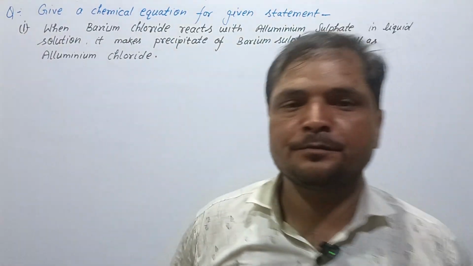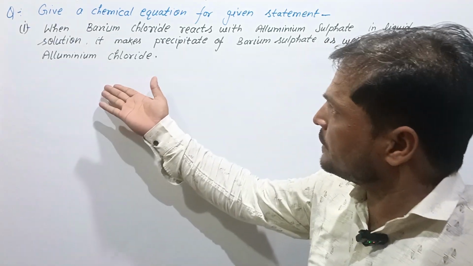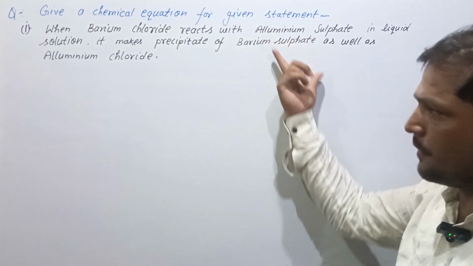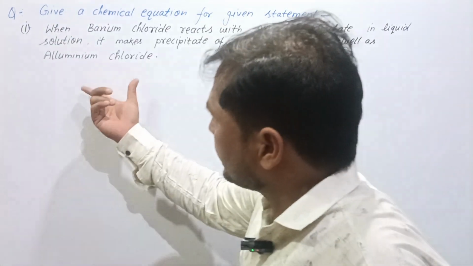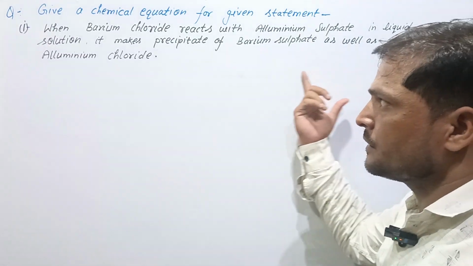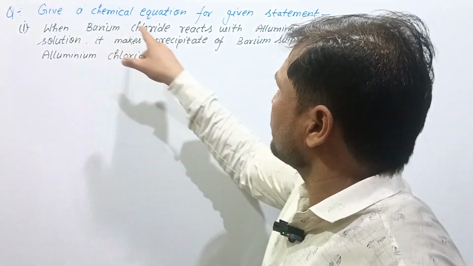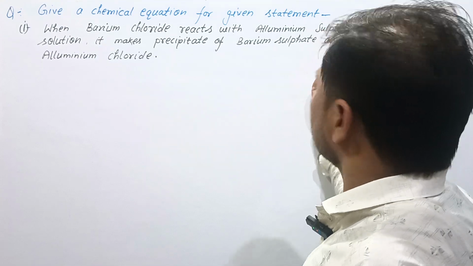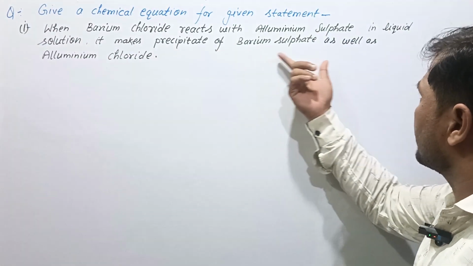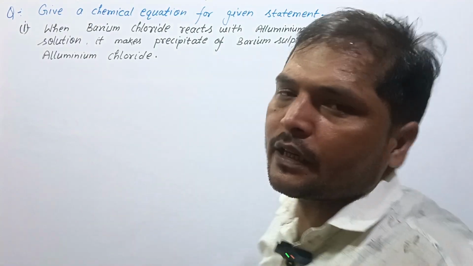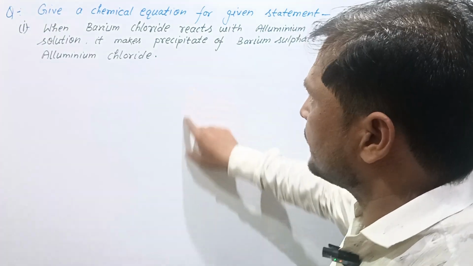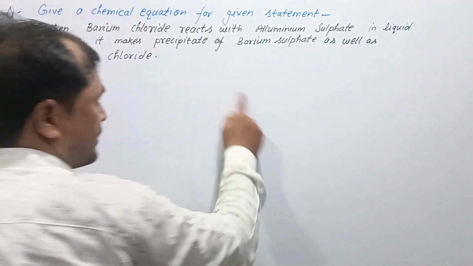Dear students, as you can see, a question has already been written in front of you. The question is: give a chemical equation for the given statement. Question: when barium chloride reacts with aluminum sulfate in liquid solution, it makes a precipitate of barium sulfate as well as aluminum chloride. We have to write a chemical equation for this statement.